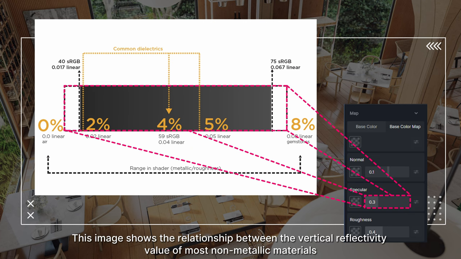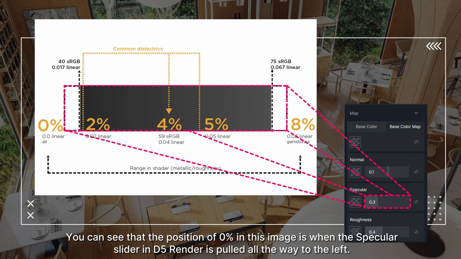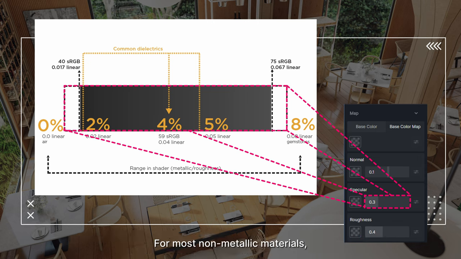This image shows the relationship between the vertical reflectivity value of most non-metallic materials and the specular slider of D5 render. You can see that the position of 0% in this image is when the specular slider in D5 render is pulled all the way to the left. For most non-metallic materials, their specular values are generally in the middle, between 4 and 5%. When making gemstones or jades, you can push the specular slider to the far right at 8%.